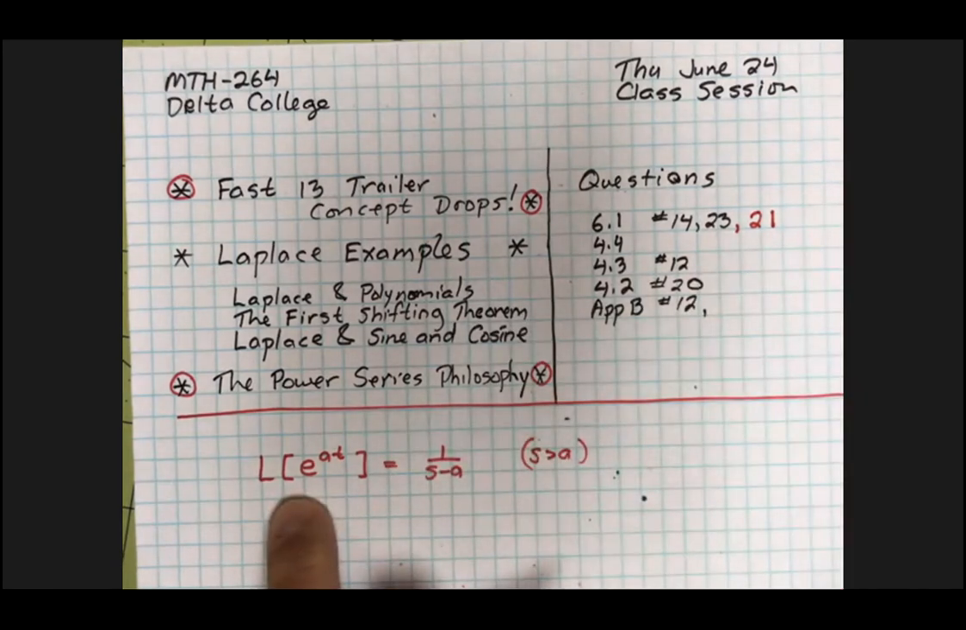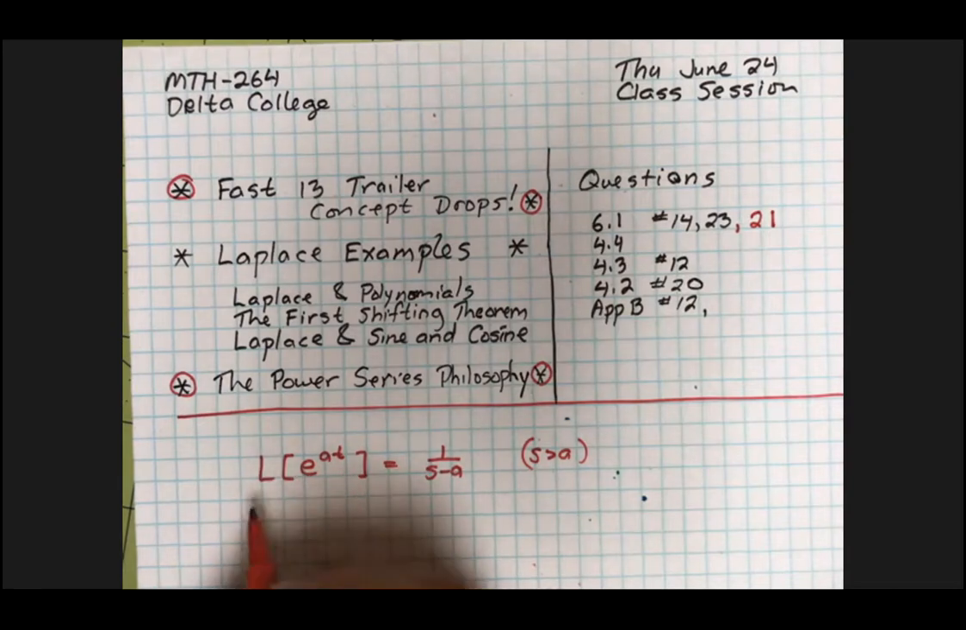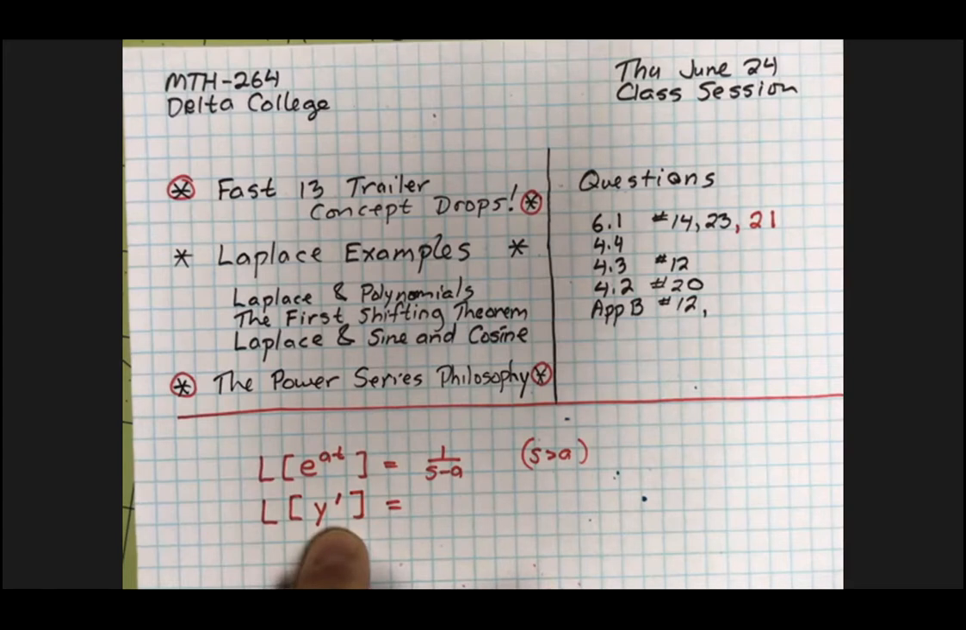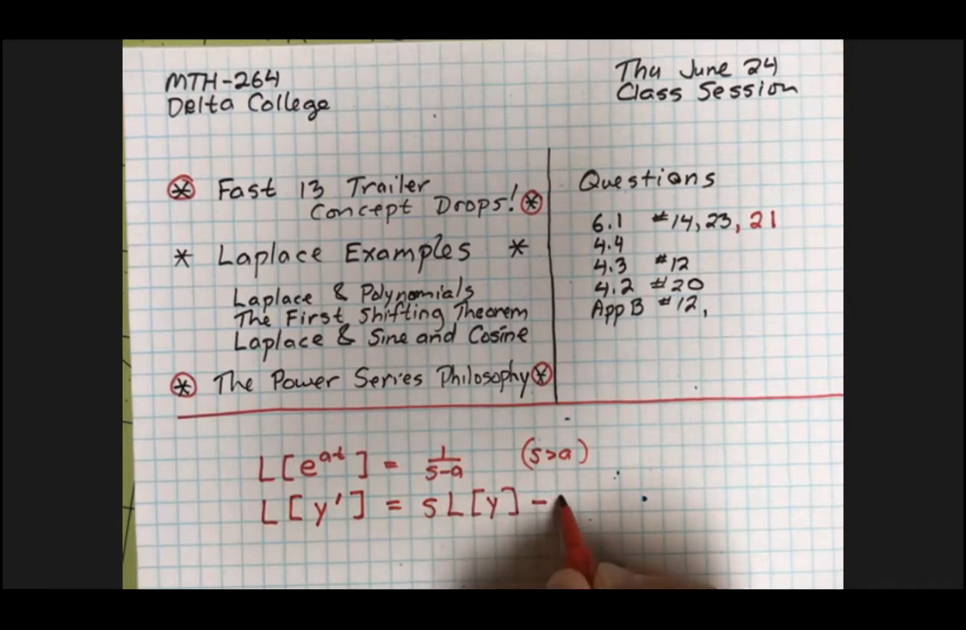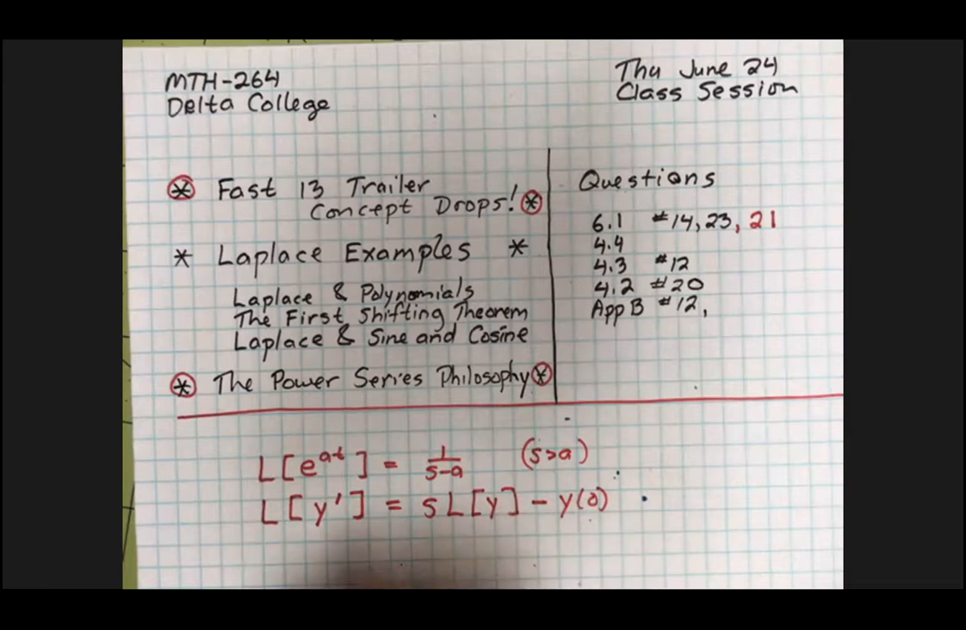Okay, the reason I'll pick 21 is because it only depends on this formula and one more, the Laplace derivative formula, which says the Laplace transform of a derivative of a function is equal to s times the Laplace transform of that function minus the value of that function at zero. This is a very important rule that we're going to use a lot today. So with those two tools, just those two, I can actually show you how to solve a differential equation.